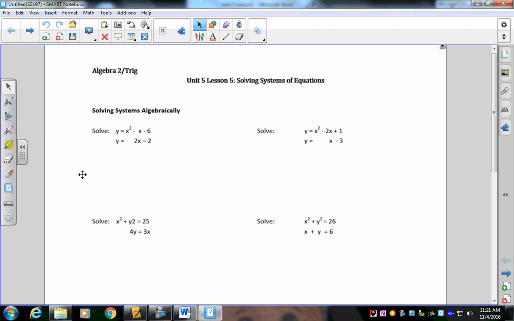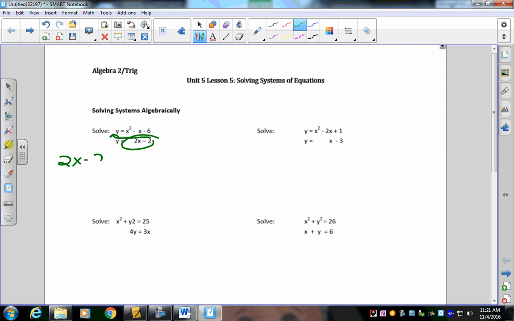I'm going to use substitution because I already have both equations solved for y. You could use elimination too, because if you notice, they're set up pretty nicely. So it doesn't matter to me which method you do. But I'm going to go ahead and substitute this 2x minus 2 in for this y. All right, so I've got 2x minus 2 equals x squared minus x minus 6.